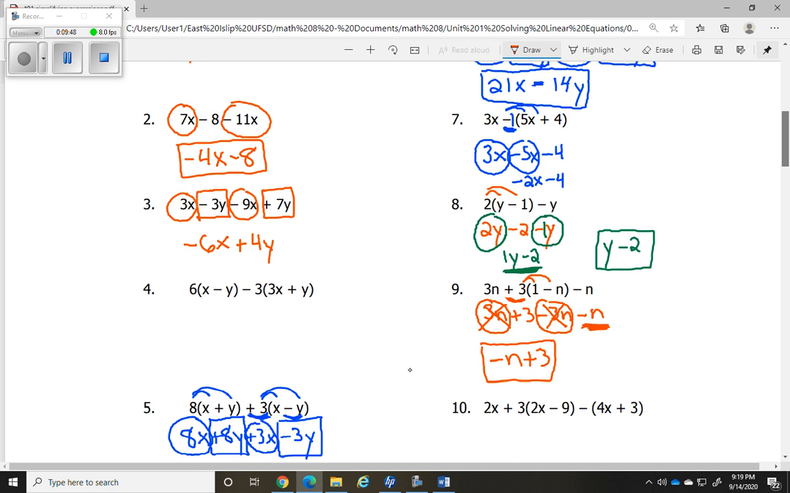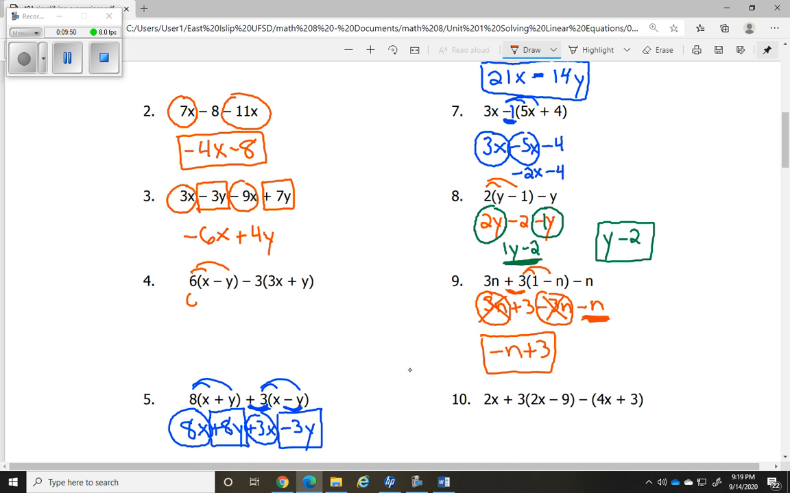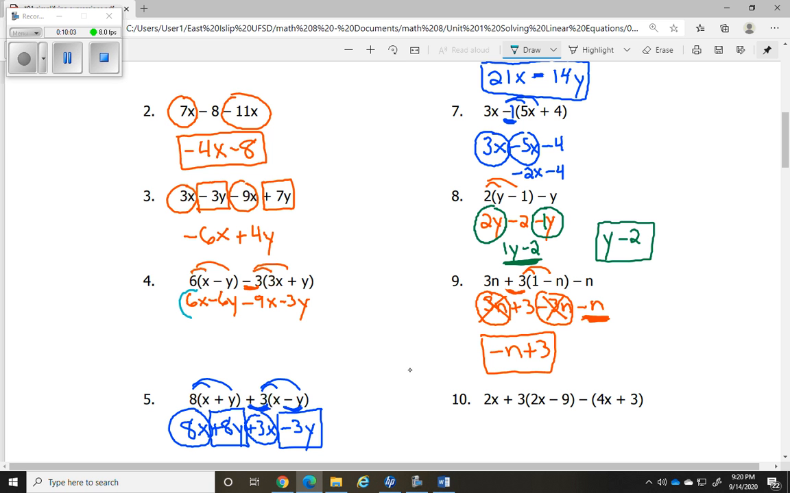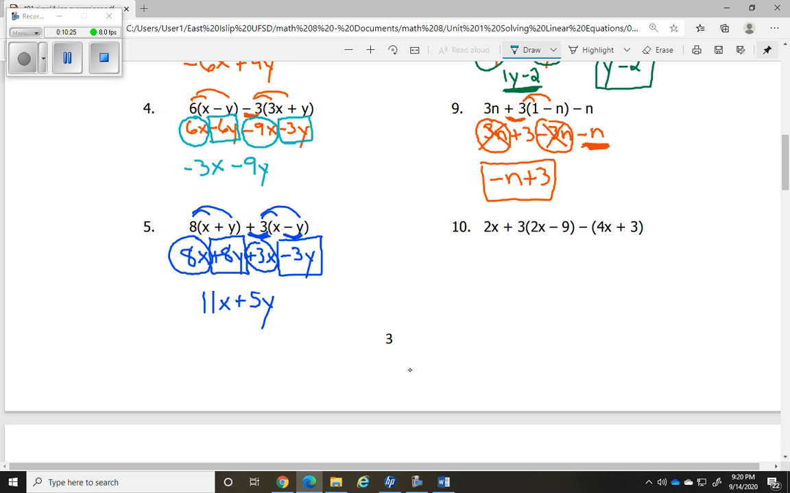On number 4, I have to distribute. I get 6x minus 6y. This is a negative 3. When I distribute, I get negative 9x minus 3y. I will combine like terms. 6x combining with a negative 9x is a negative 3x, and then a negative 6y combining with a negative 3y is a negative 9y. We did 5, 6, 7, 8, 9, so I just have to do 10.